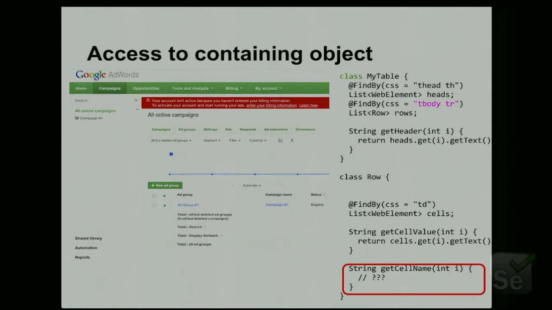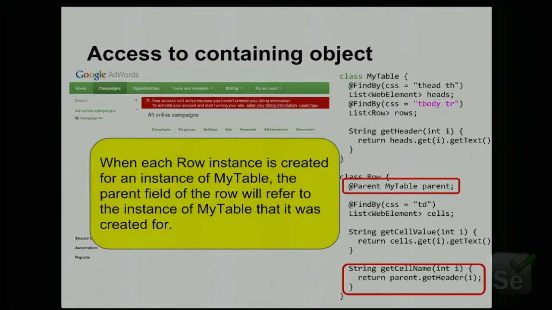And so what you can do is there's actually a parent annotation that gives you a reference back to your enclosing page object if you have one. So for every row instance, it will have its parent bound to the instance of myTable that it belongs to. Then you can implement getCellName by going up to the parent, getting its header for the particular column that you're interested in, and returning that.